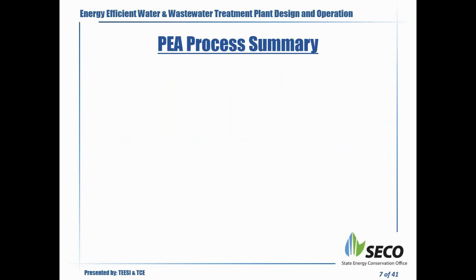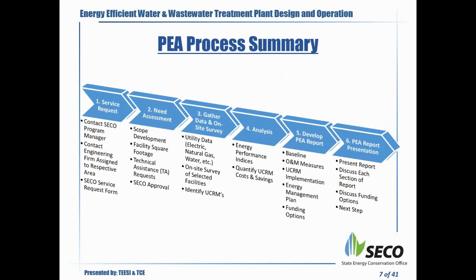All right, so the PEA process. Primarily I'll be describing the State Energy Office PEA process, but if you're doing a PEA on your own, similar steps are involved. So I just wanted to quickly go over some of the steps involved in the preliminary energy assessment. The first thing is that you've got to send a service request. You contact the SECO program manager, you contact the engineering firm assigned to the area, and you send this simple one-page service request form to the SECO program manager, and that's how the process starts, basically.